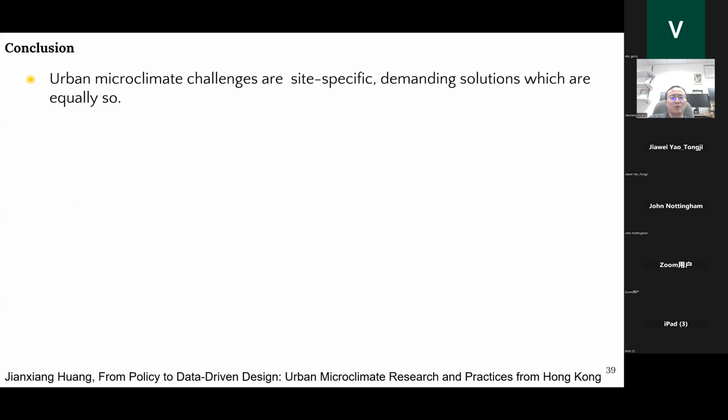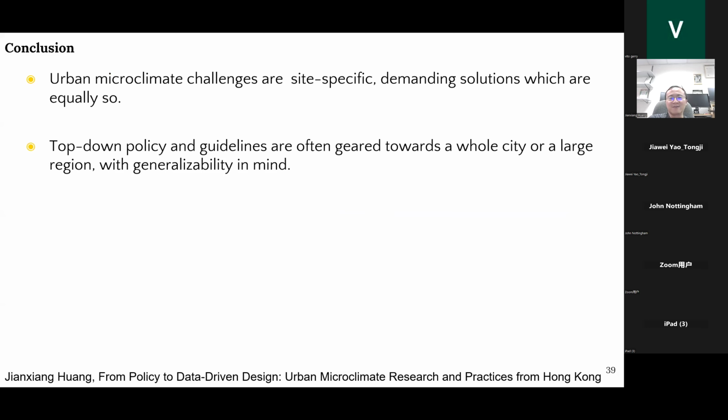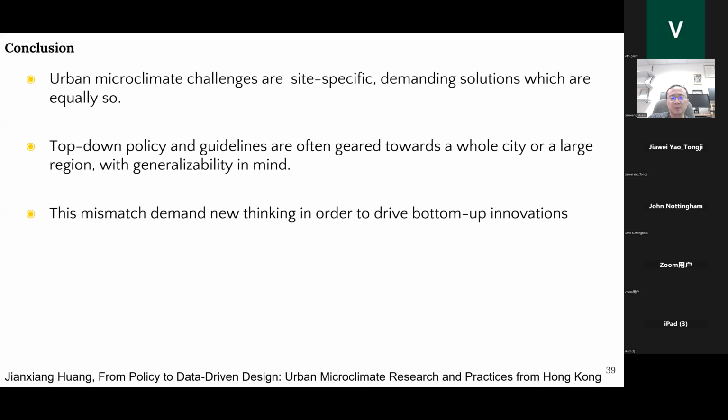I think what I really want to convey is the key message that we're encountering challenges that are really site-specific, and we also need site-specific design solutions. But usually that's the weakness of the top-down government policies. Usually you will focus on an entire city or large region with generalizability in mind, but not specific enough.